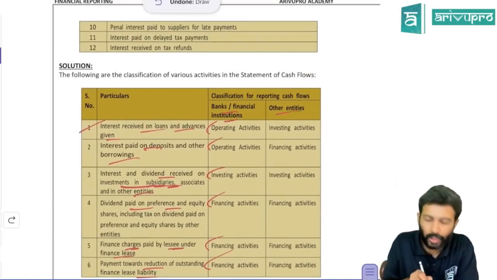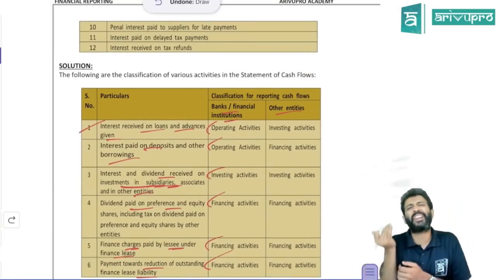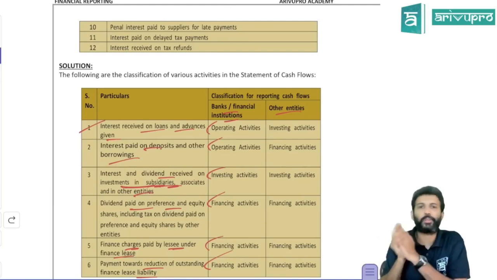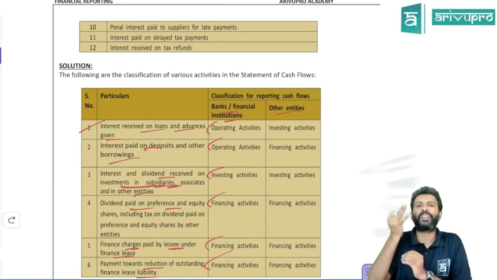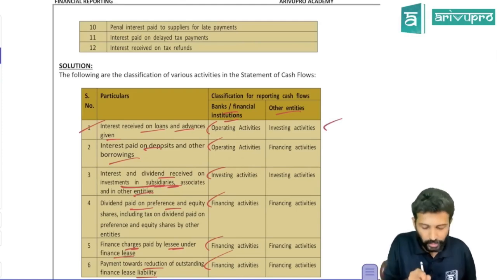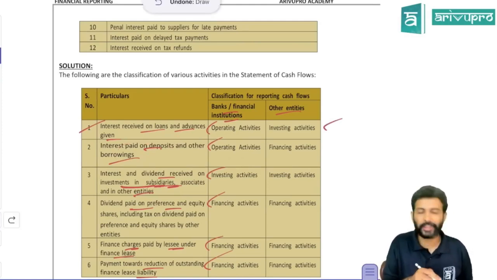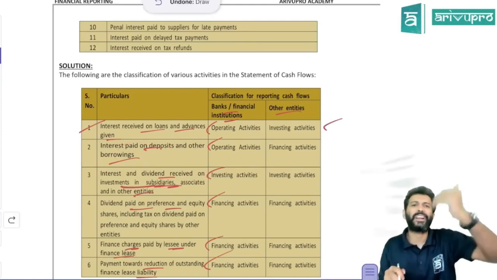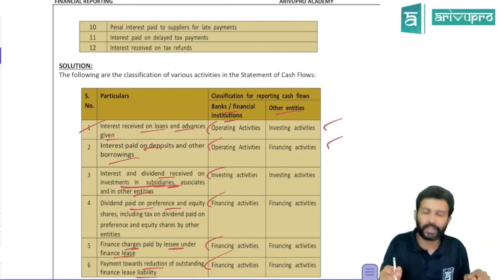Interest received on loans and advances given. Loan given is an investment. It's not part of a routine activity for normal entities. So loan given is part of an investment, so interest received on that will be an investing activity. Interest paid on deposits and other borrowings. Borrowing is a source of finance. On that, if they have paid interest, it means it's a financing activity.